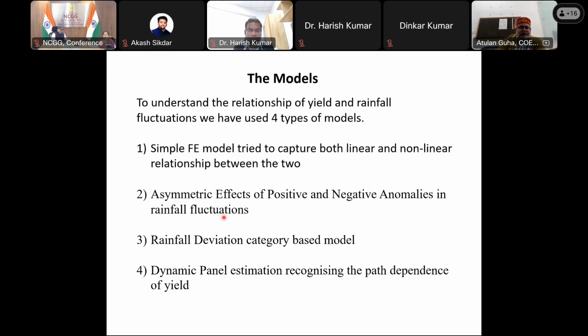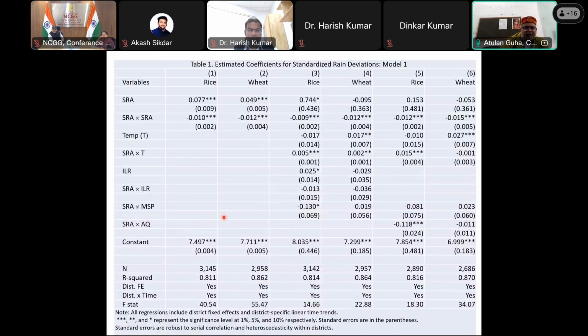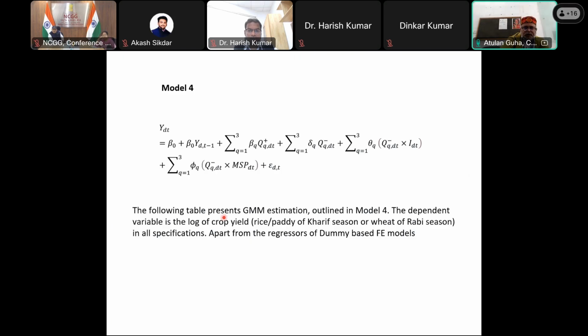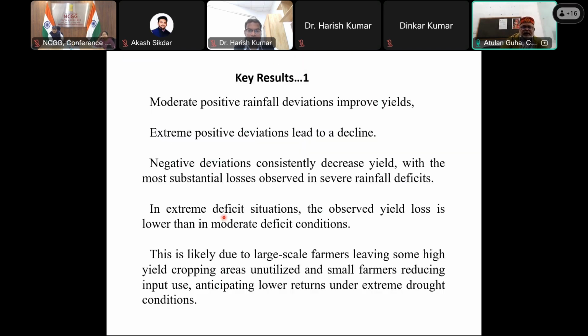Okay, so these are the four types of models we have used: simple FE, asymmetric effective positive and negative anomalies, rainfall deviation categories, and dynamic panel. But I am not getting into the detail of them. I'm just skipping them. Time is also an issue. So I'll come to the main results we got from these exercises.